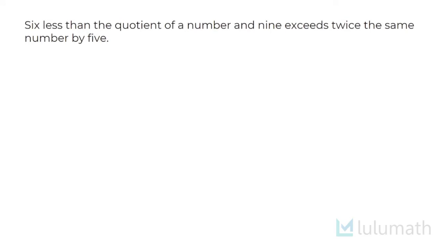All right, in our next example, we're told that 6 less than, and we know less than means subtraction, the quotient, and we know that quotient means division, of a number and 9, and this next part is a little bit tricky, exceeds. And if something exceeds something else, it means it's more than something else. And if we have more than something else, then it acts as addition. And here we have twice the same number, and we know twice means to multiply the same number by 5, and this by 5 part right here is connected to the exceeds.